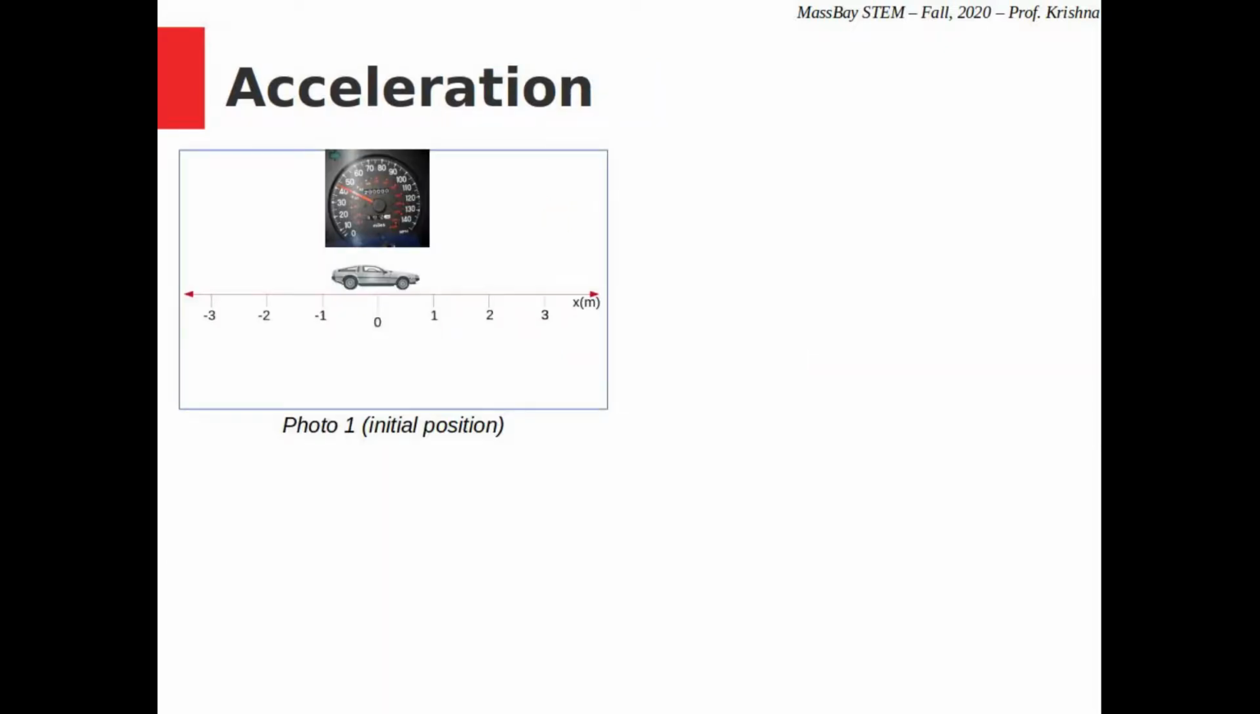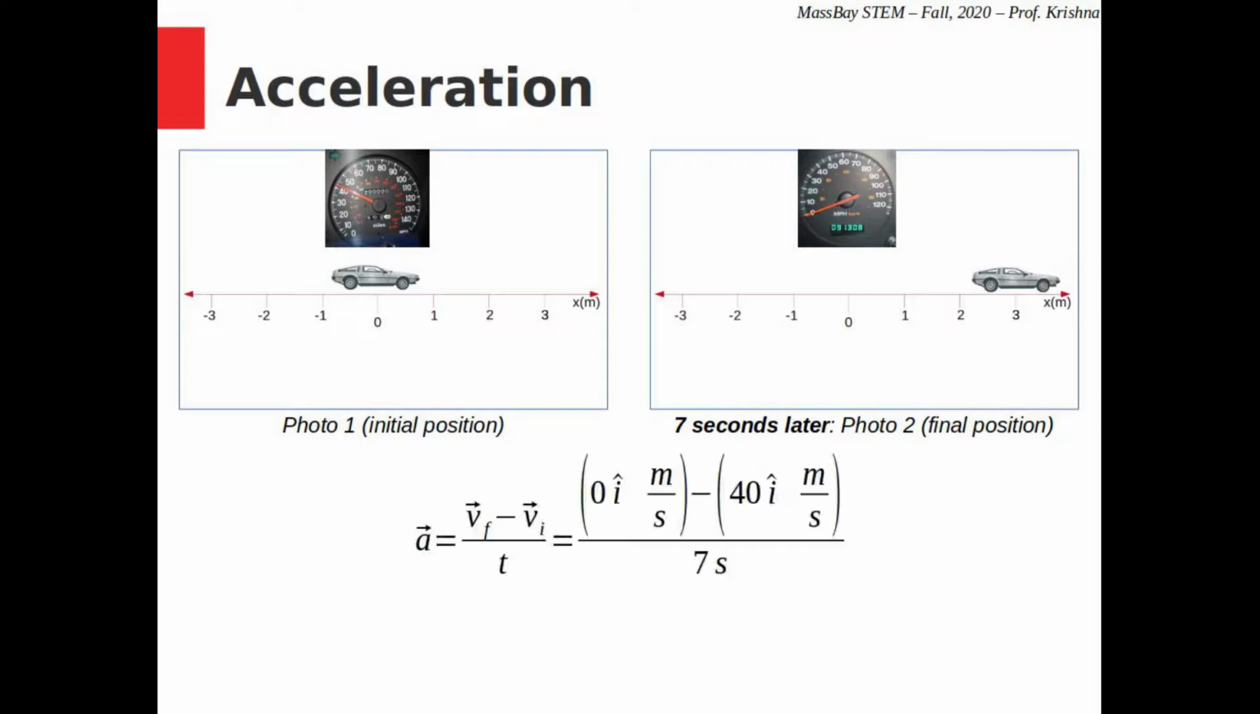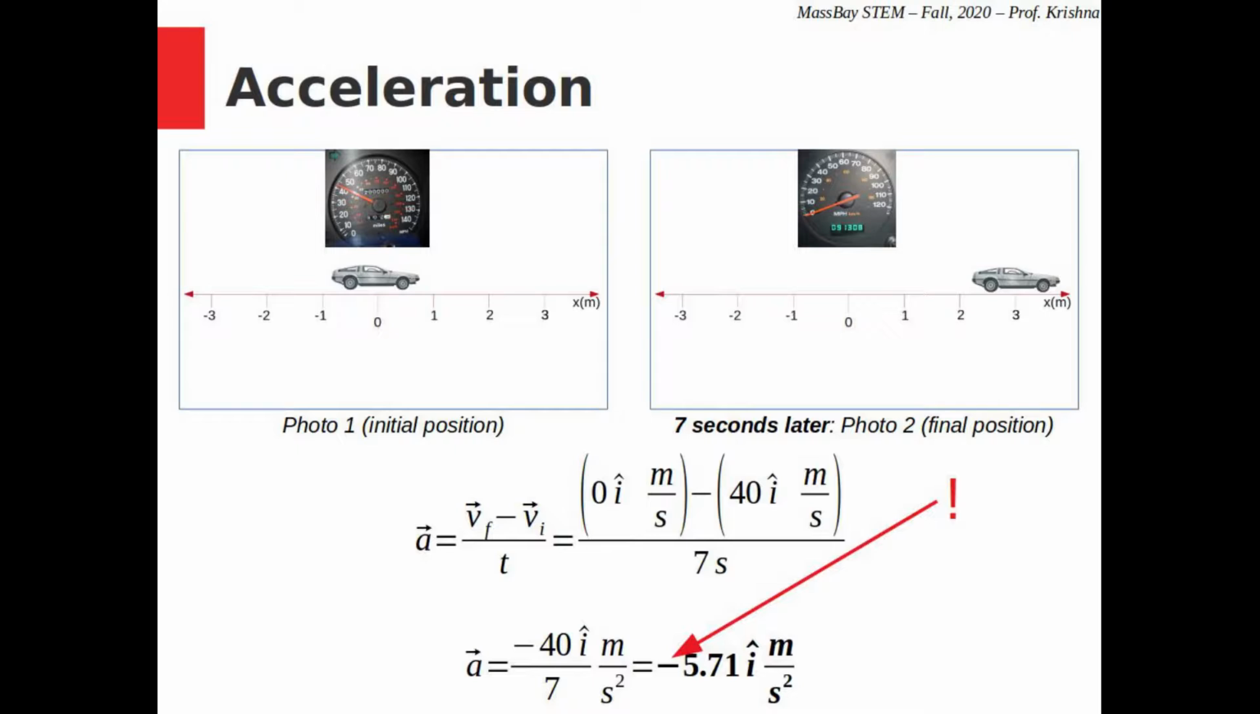Suppose you're driving at 40 i-hat meters per second and you slow down to 0 i-hat meters per second because the traffic is bad. It takes you 7 seconds to do so. What is your acceleration then? It is final velocity, 0 i-hat meters per second, minus initial velocity, 40 i-hat meters per second, all over 7 seconds. That works out to negative 5.71 i-hat meters per second squared.